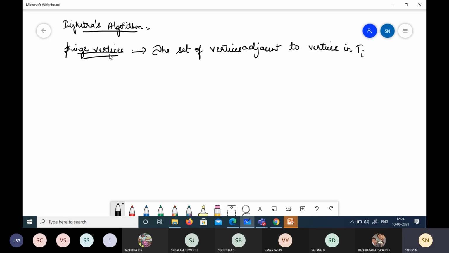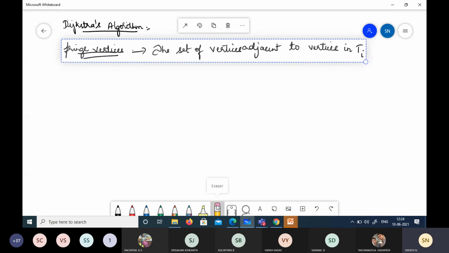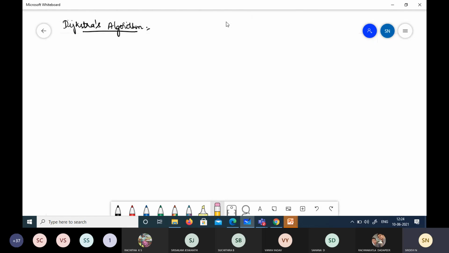Okay, let's discuss the problem. Because we use this term in the algorithm, fringe, so you should know that. Okay, the problem we will take up.